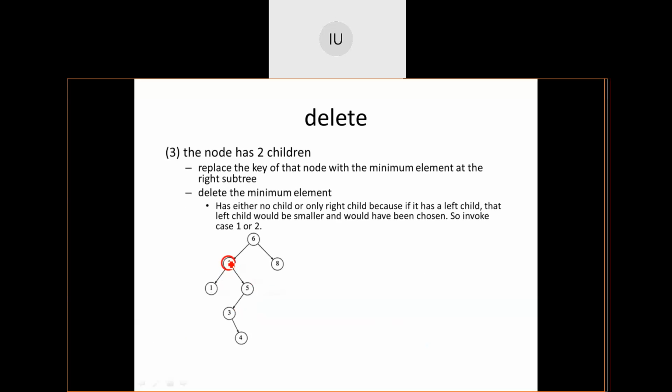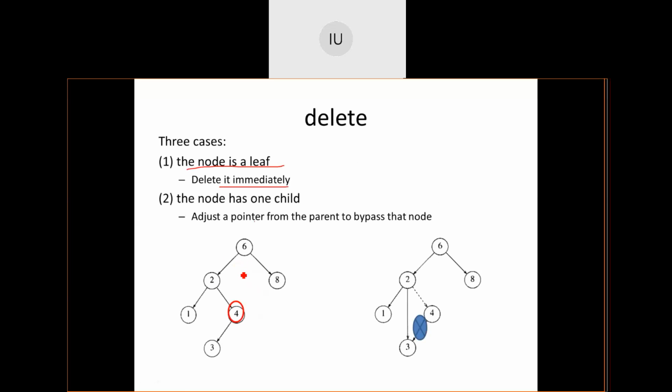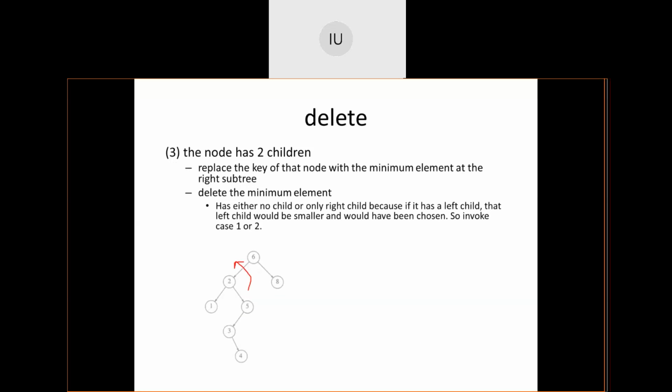Previously, if I wanted to delete 4, I would simply attach this to this and delete this. But now that is not the case. I have a subtree. You cannot simply promote 5 as the new root node. If you do that, what will happen? Let's suppose I have made 5 the new root node and deleted 2. Then instead of 2, 5 would have come here.